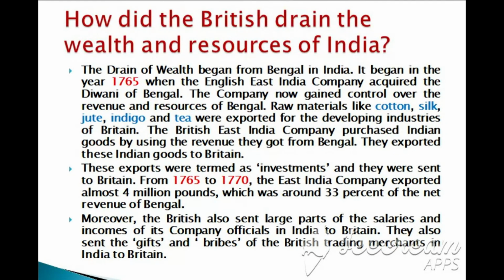From 1765 to 1770, the English East India Company exported almost 4 million pounds, which was around 33% of the net revenue of Bengal. Moreover, the British also sent large parts of the salaries and incomes of its company officials in India to Britain. They also sent the gifts and bribes of the British trading merchants in India to Britain.